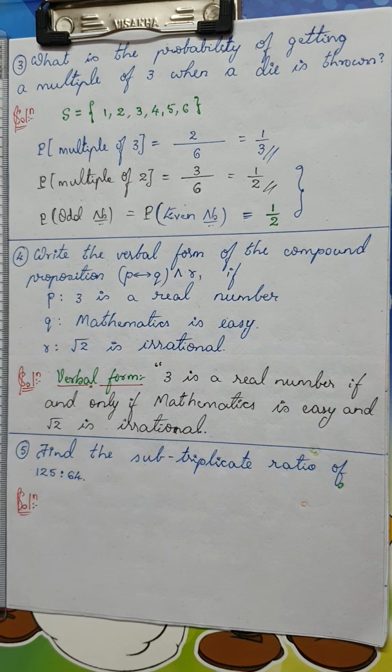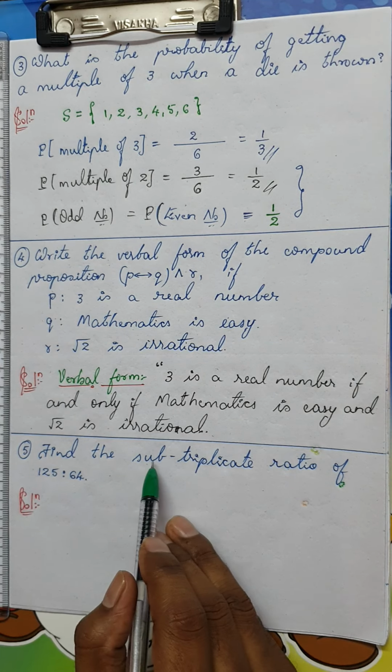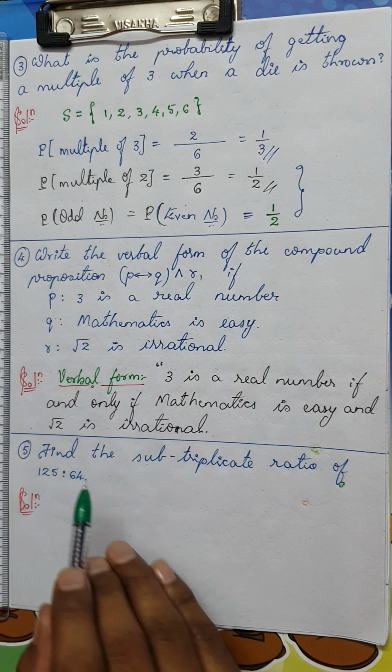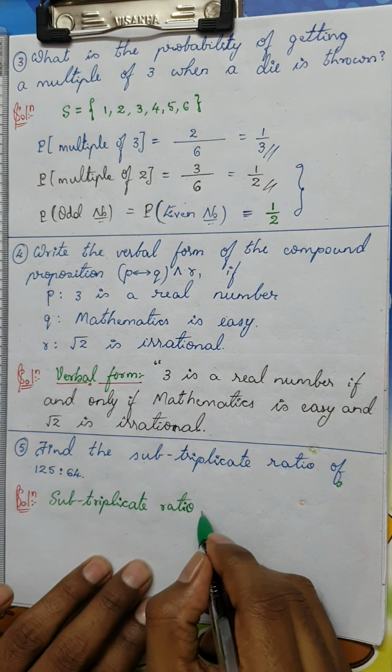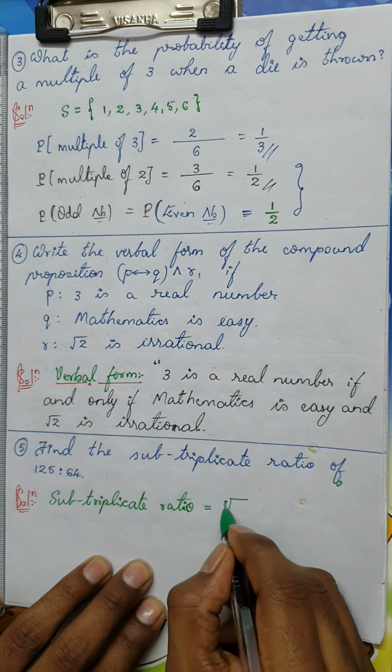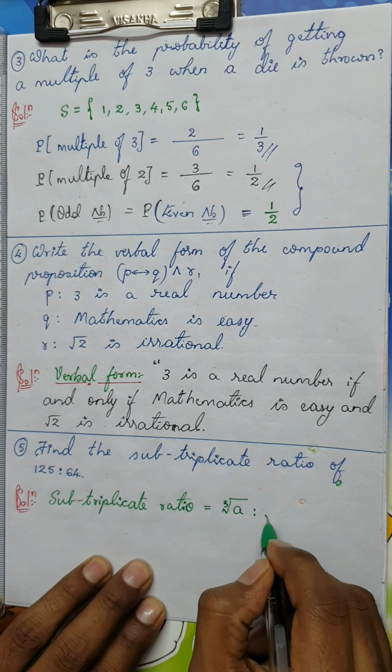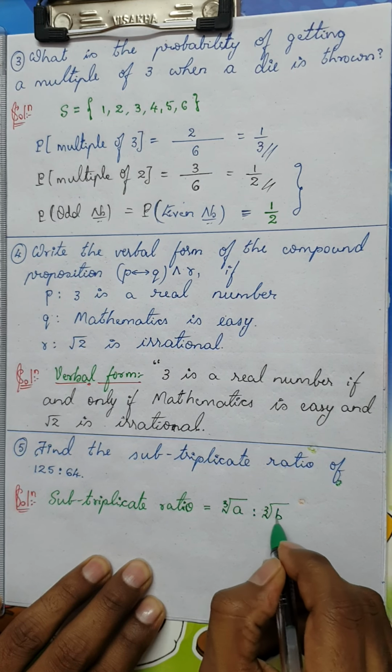So what is the form? We know subtriplicate means cube root of A is to cube root of B. Correct? So let's write it. This is for your reference. Subtriplicate ratio is cube root of A is to cube root of B.